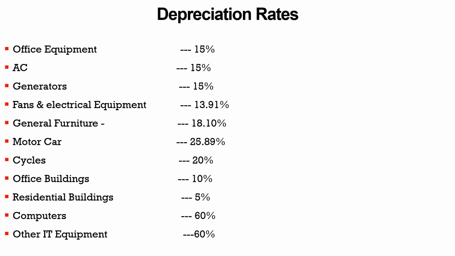The motor car, if you apply 25.89% WDV for 5 years on 1,000 rupees, starting with 1,000 rupees, at the end of 5 years you will find 50 rupees only in the WDV. So that is the logic behind the calculation of rates.